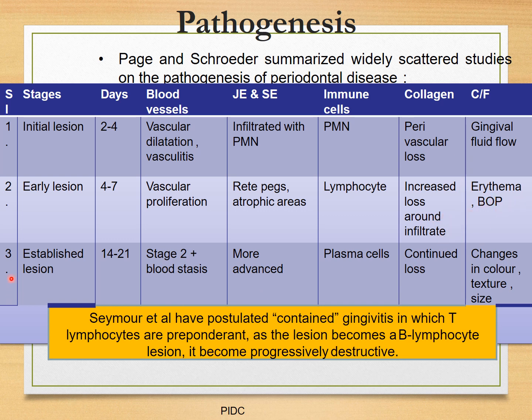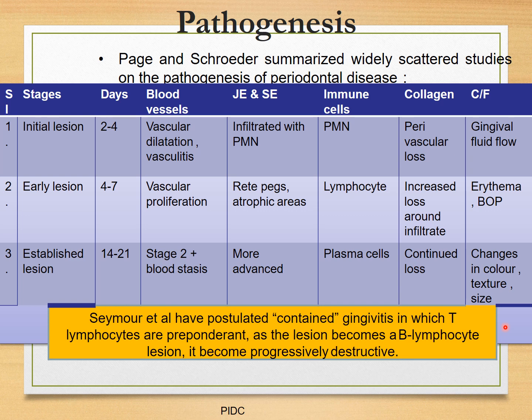Lymphocyte is the most predominant cell type, and collagen loss increases around the infiltrate, and clinical features are erythema and bleeding on probing. The third stage of gingivitis is the established lesion, which occurs within 14 to 21 days, and it is stage 2 plus blood stasis, that is vascular proliferation. Here the junctional epithelium and sulcular epithelium show more rete peg formation and atrophic areas, that is more advanced. And here the cell type is plasma cells, with continued loss of collagen, and the clinical features are changes in contour, color, texture and size.